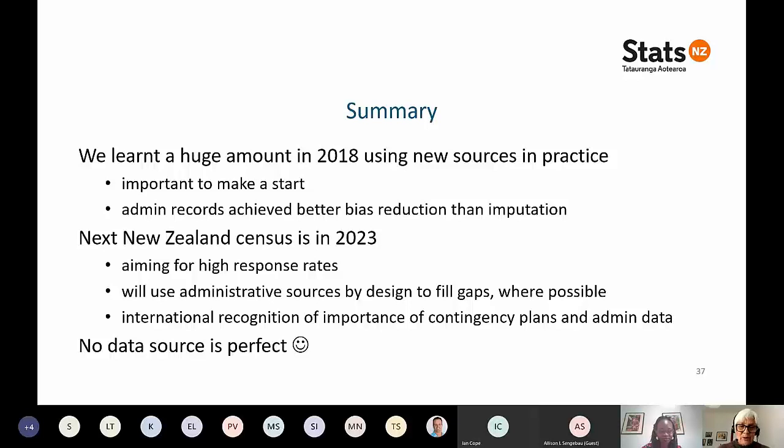no data source is perfect. Census responses are not perfect. Administrative data is not perfect. But if you understand the quality of what you've got, then people can use it if you tell them. So I think that's where I was going to stop.